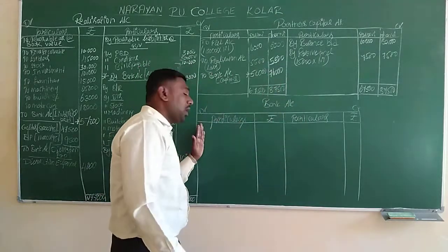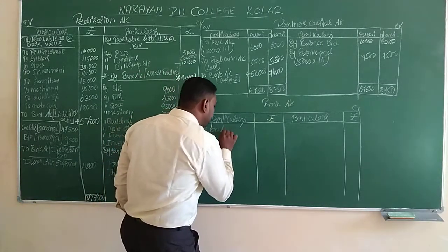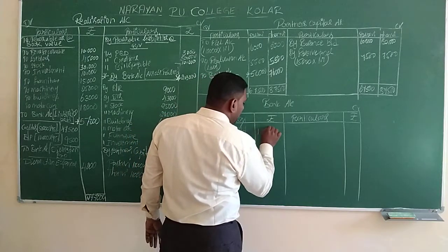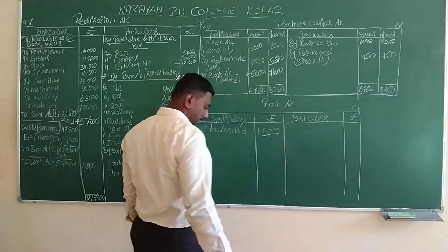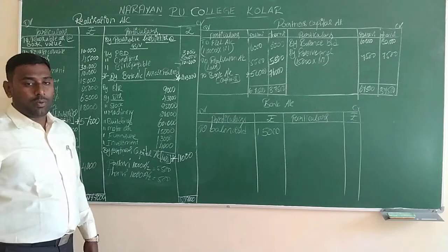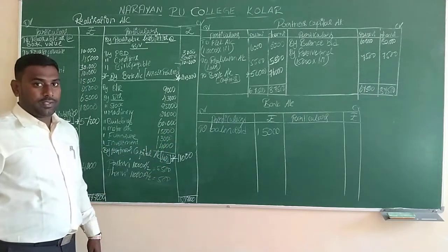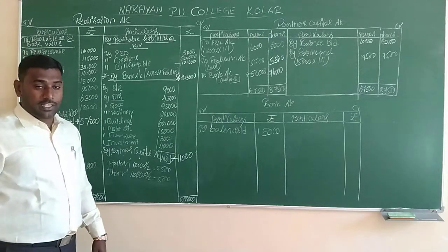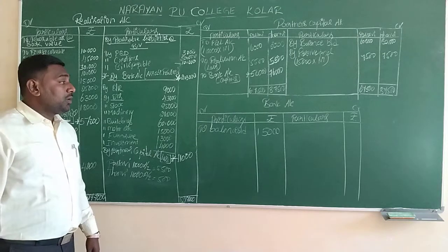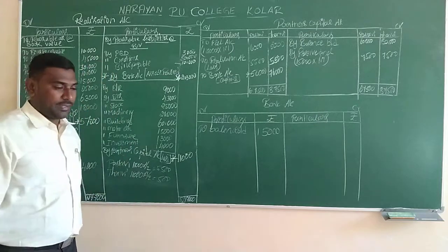Now we transfer it to the debit side of the new account with the heading "To balance brought down", 15,000. First we have to transfer the opening balances. Later on we have to transfer the remaining transactions. So after transferring the balances from the balance sheet, we have to follow the previous account or adjustments.